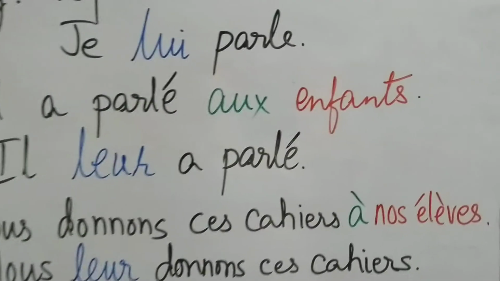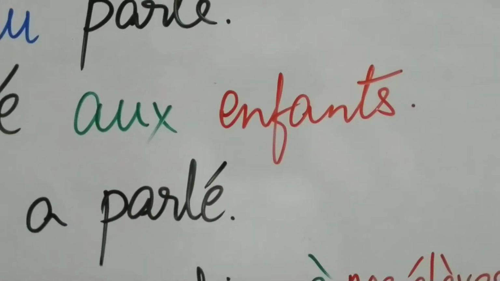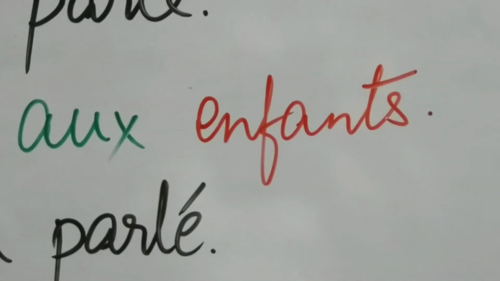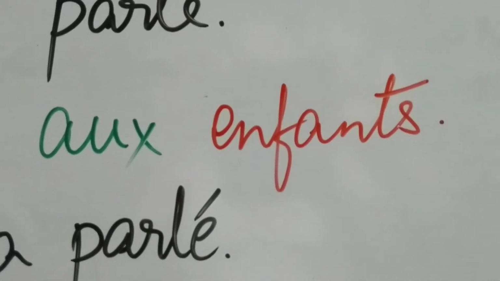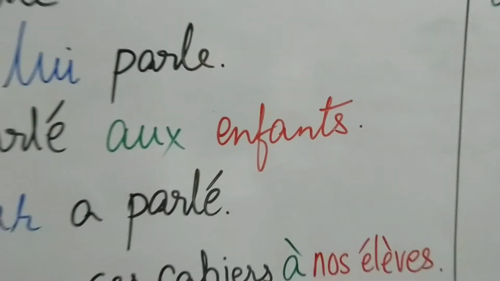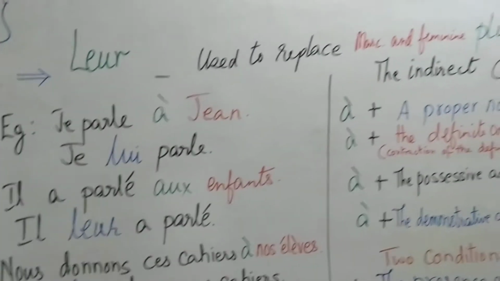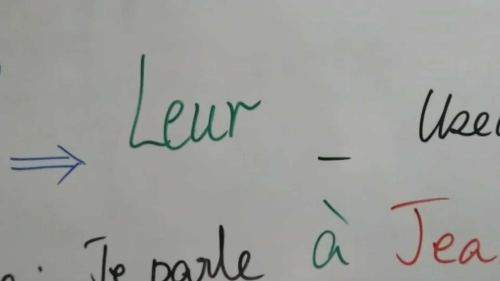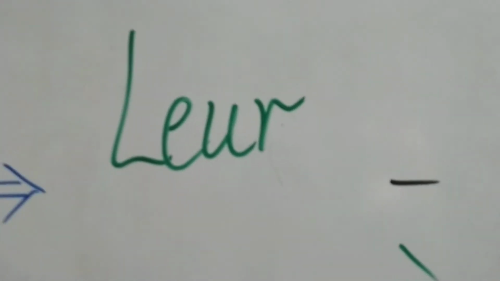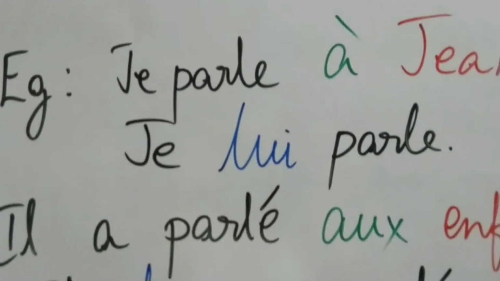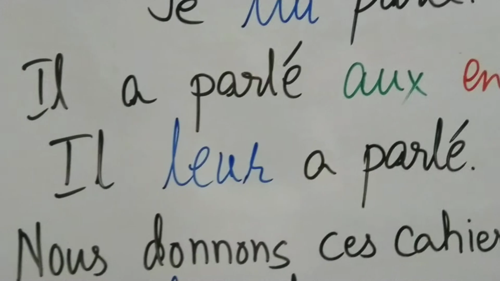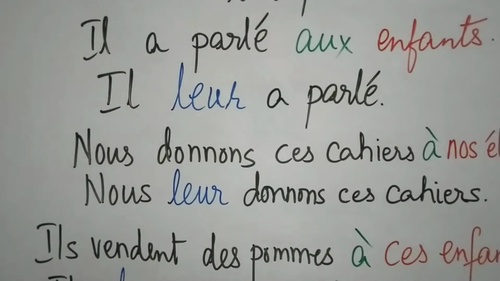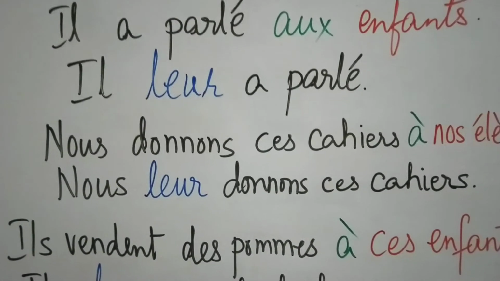The second example, il a parlé aux enfants. He has spoken to the children. Here, aux is the contraction of the definite article and the noun is written now in red. So, au, which is in green, plus the noun which is in red will be replaced by the indirect complementary pronoun. Here, if you observe, the noun is plural. So, all plural nouns will be replaced by L-E-U-R or leur. And leur will be used right in front of the verb. So, here the verb is a. That is the auxiliary. The sentence is in the passé composé. Il a parlé aux enfants will become il leur a parlé. He has spoken to the children. He has spoken to them.